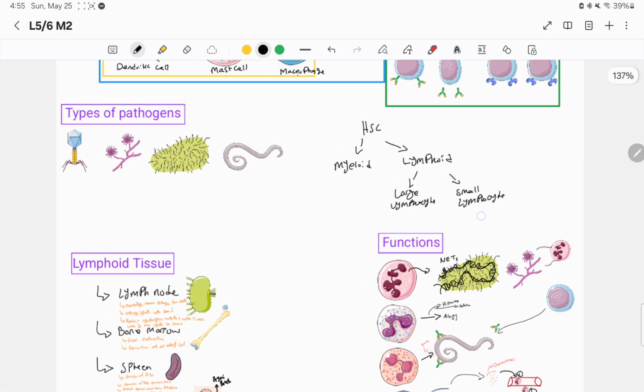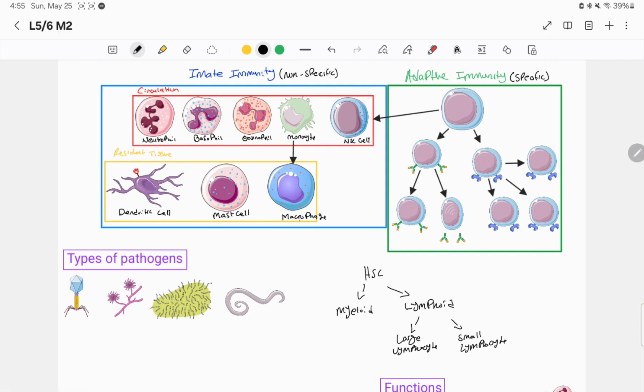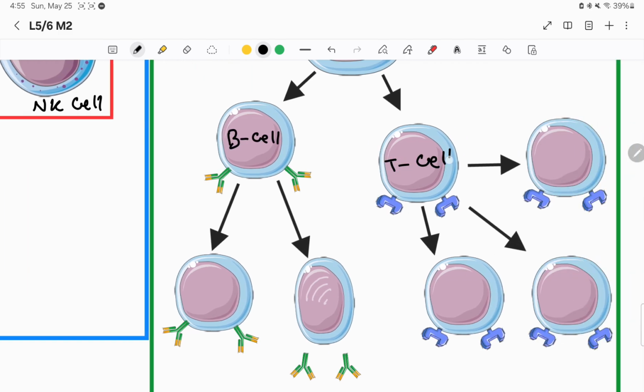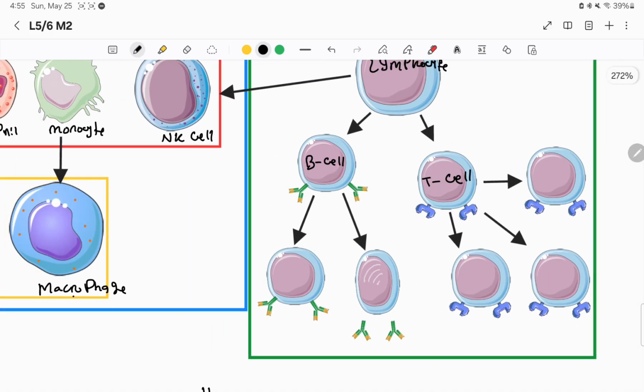The large lymphocyte is actually referring to the NK cell. The NK cell is a large granular lymphocyte, and it's originating from a lymphoid cell. That's why I have an arrow right here towards it. Now, the other thing is that those small lymphocytes are going to be your, and let me zoom in here, your B cell and your T cell. Also sometimes called B lymphocytes or T lymphocytes.